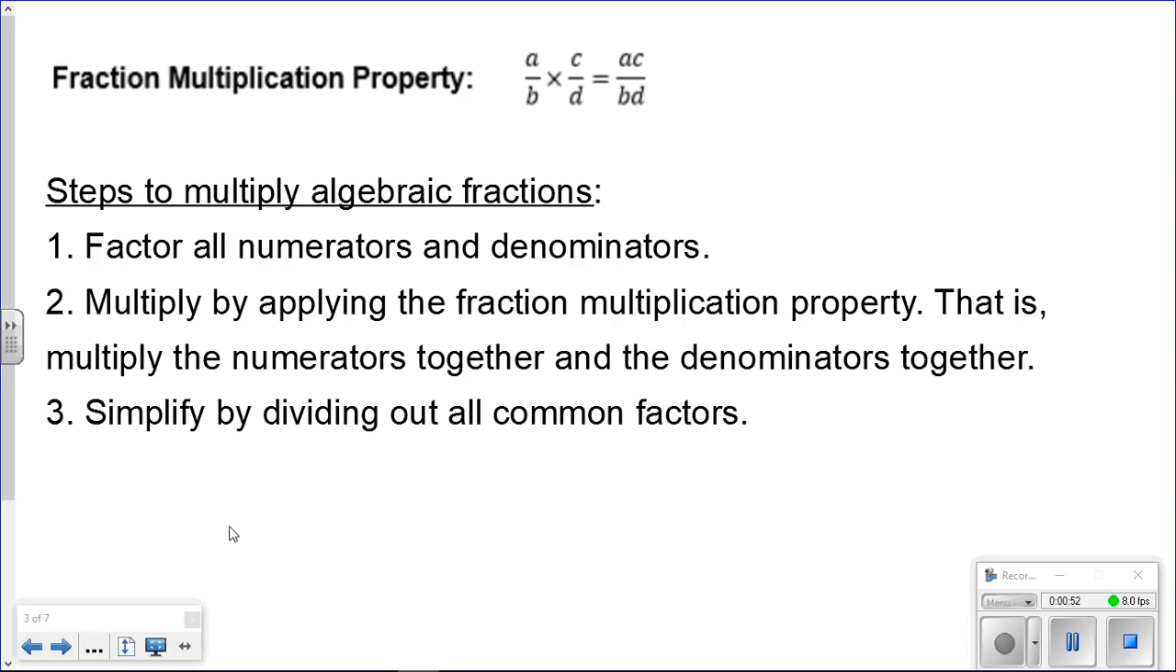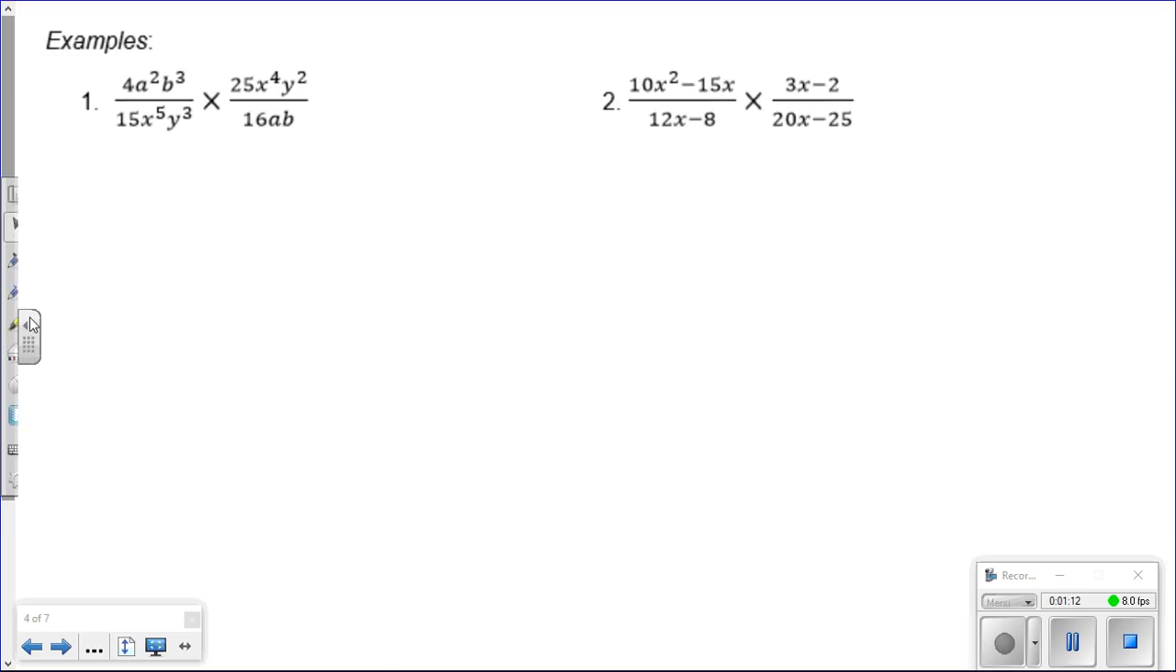Essentially what we want to do is factor all numerators and denominators. Next, we're going to multiply by applying the fraction multiplication property. So basically, we multiply the numerators together and then the denominators together. And then our last step, we're going to divide out any common factors. All right, so we're just going to jump right into some examples because the best way to learn is just by doing. So we are going to multiply everything together.